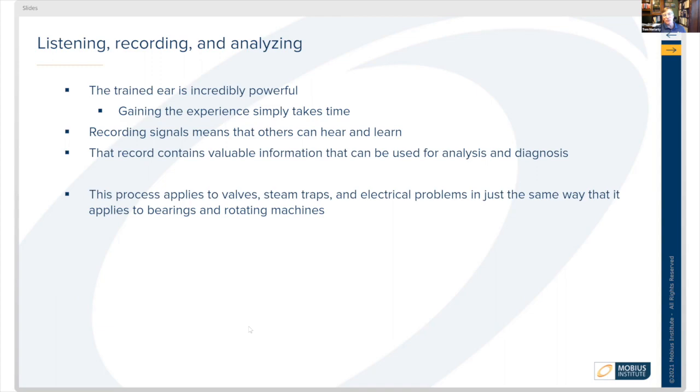Recording signals means that when you record it, other people can listen to the same signal. You can then discuss it, and maybe increase their capabilities or your own. And when you have those recorded values, it becomes valuable information that you can use for analysis and diagnosis. If you compare the same bearing at the same speeds, maybe a month apart, and you start hearing differences, or seeing differences in the data, in the spectrum or time waveform, you can start identifying when defects are starting and notice differences in how fast those defects are progressing. The process also applies to things like valves and steam traps, electrical problems, in just the same way that it applies to bearings and rotating machines.